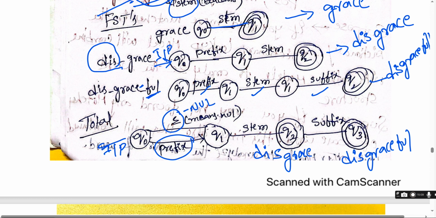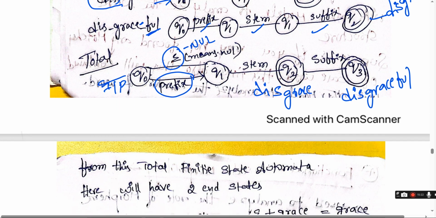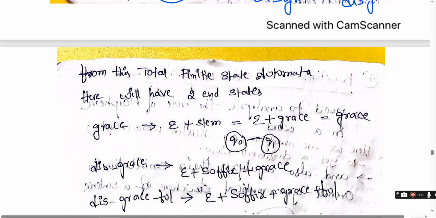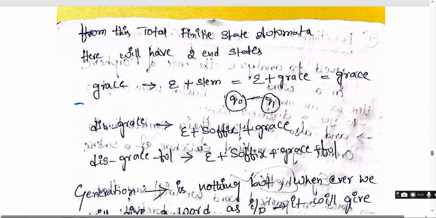So this is what is called the finite state automata theory, the diagrammatical representation of the given input word, that is disgraceful. From this total finite state automata, we have two end states. So how will we calculate the word grace? Epsilon plus stem, so that is equal to grace. Stem means the root word or base word, which is grace.